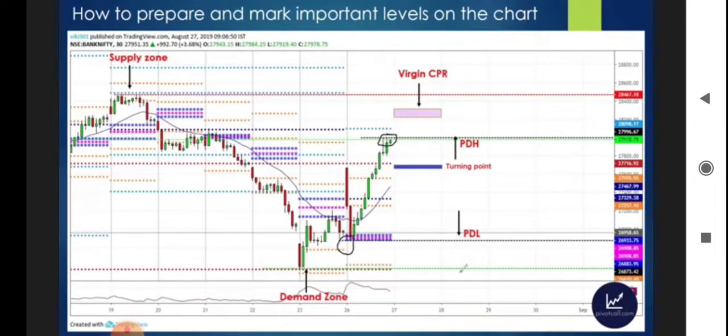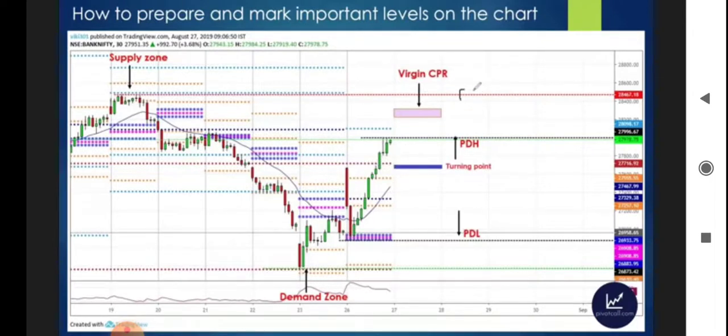Just mark a horizontal line. It is better to have a different color for your levels, so that looking at the color only you will know what it is. So PDH, PDL I mark. Then I mark a turning point. Why do I mark the turning point here? Look at this. Market was bearish, then it took the support at the CPR. This is where the market broke the current day high. So that is what you can call the turning point for the next day. This is where the breakout happened, right?